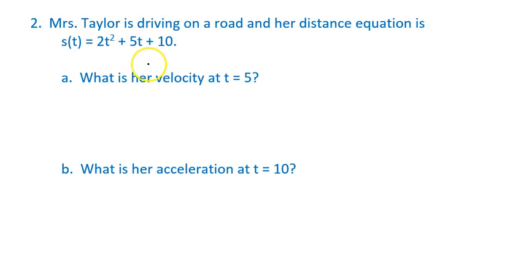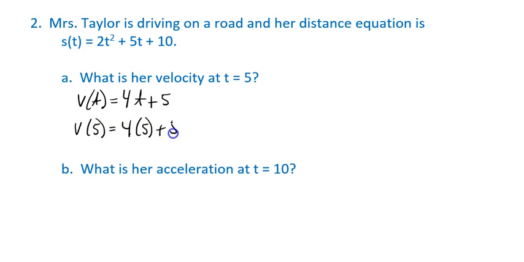So this is her distance equation. We want to know her velocity at time 5. And so the velocity equation, again, is the derivative of the distance equation. So we would get 4t plus 5. Her velocity at that time, we would just have to plug the 5 in. So 4 times 5 plus 5 gets us 25, and we'll assume she's driving in miles per hour because that's what we're used to. So she's on some really slow road.